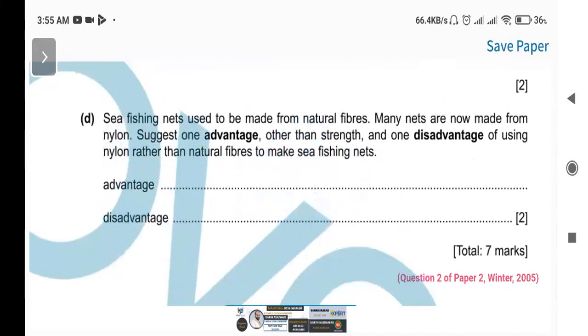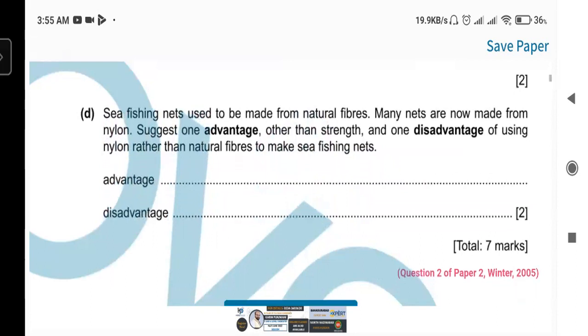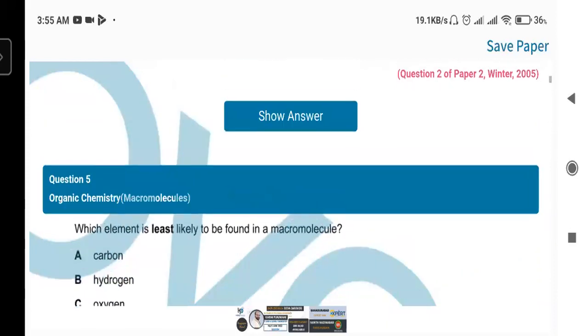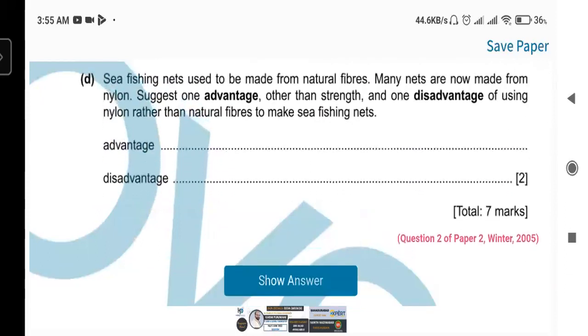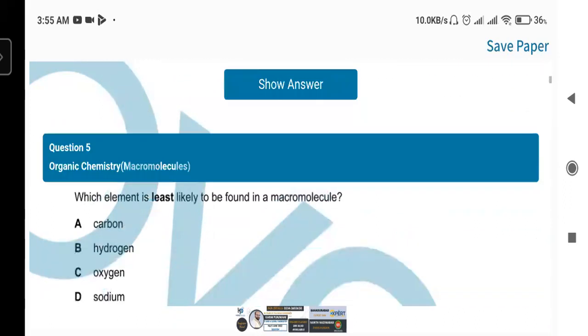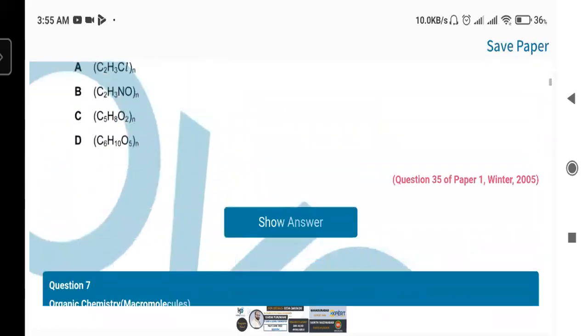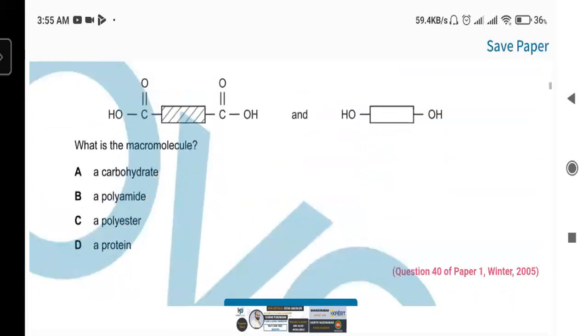Advantage and disadvantage: nylon is very strong, biodegradable, and a possible disadvantage might be that it may be expensive. Or it's synthetic, that means man-made, which may not be preferable for us.